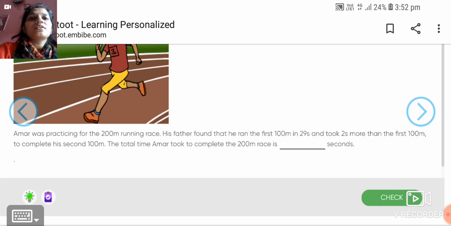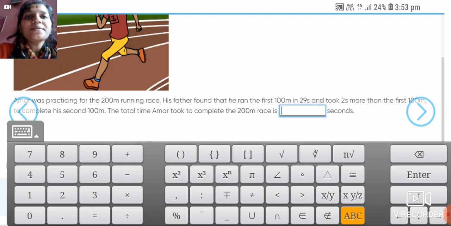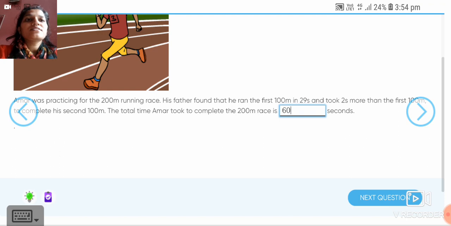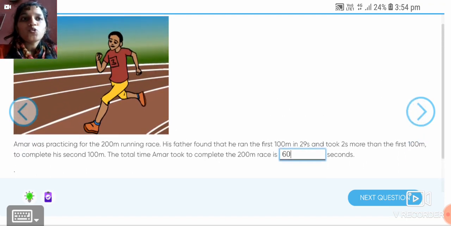Now students, we can see that Amar took 29 seconds for the first 100-meter, right? And he would take 29 seconds for the next 100-meter, but he took 2 more seconds. That means 29 plus 2, 31, and 31 plus 29, 60. So our answer is 60. We are going to enter it here so that we can check the answer. Now students, how I have written 60 here, we can see that he took 29. So 29 plus 2, 31. Why have I added 2?